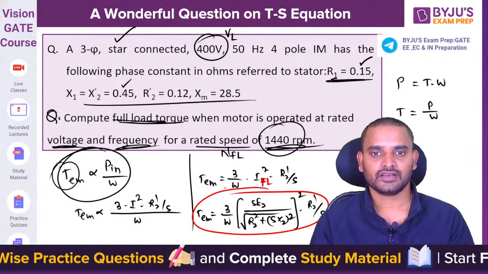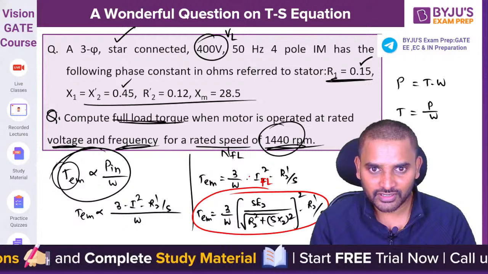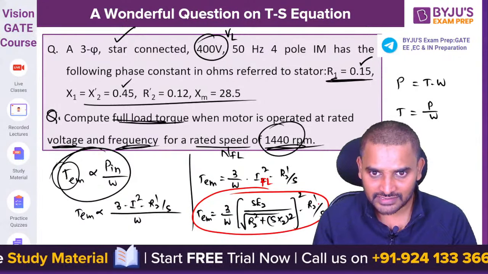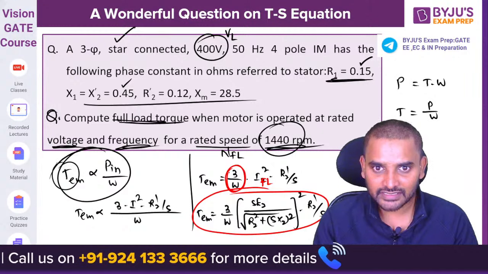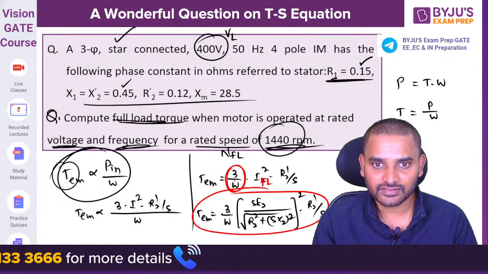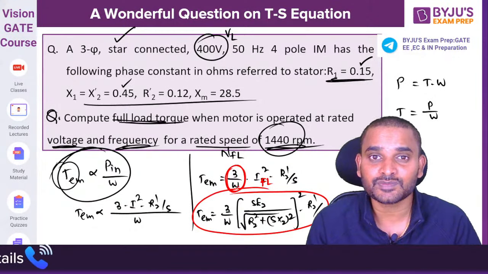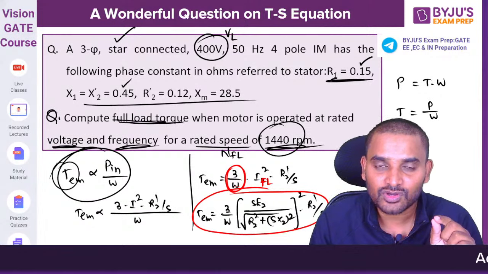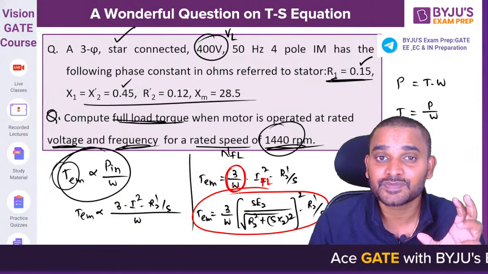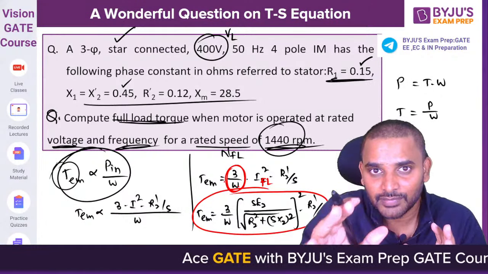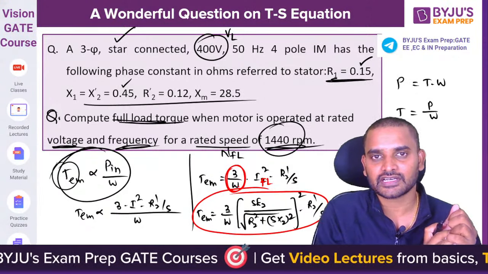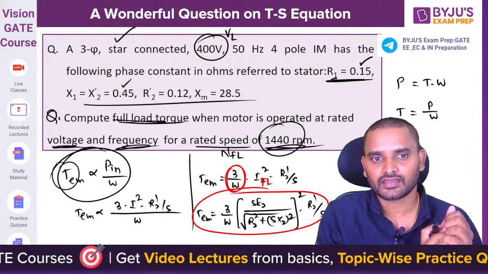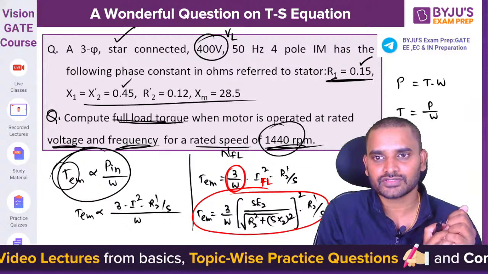But what I wanted to say is, after solving this equation, be careful. This is the speed corresponding to the load. This omega should be substituted with the speed corresponding to the particular load. So that point you should keep in mind.